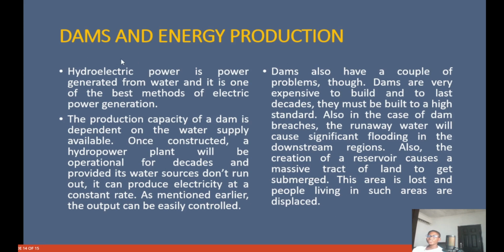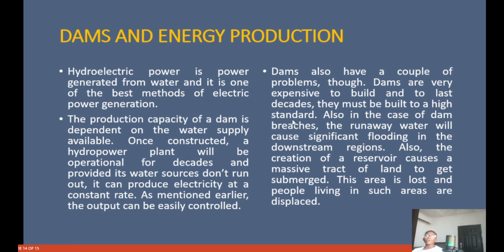Dams and energy production. Hydroelectric power is power generated from water, and it is one of the best methods of electric power generation. The production capacity of a dam is dependent on the water supply available. Once constructed, a hydropower plant will be operational for decades, provided the water source doesn't run out. It can produce electricity at a constant rate, as mentioned earlier. The output can be easily controlled.